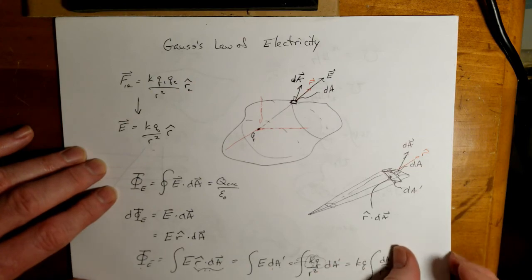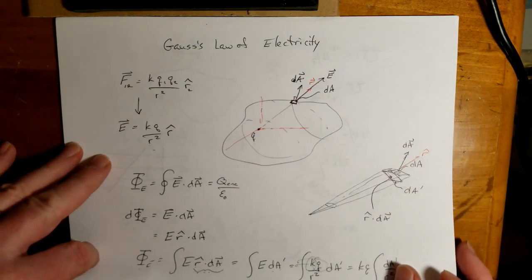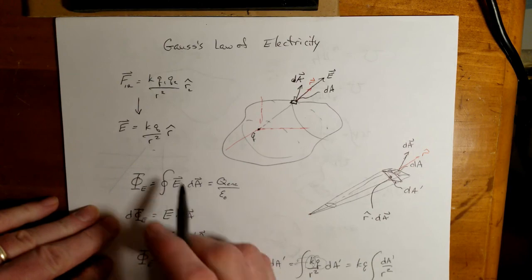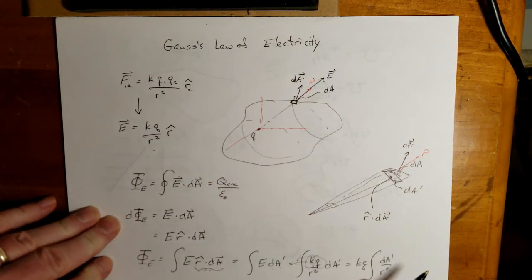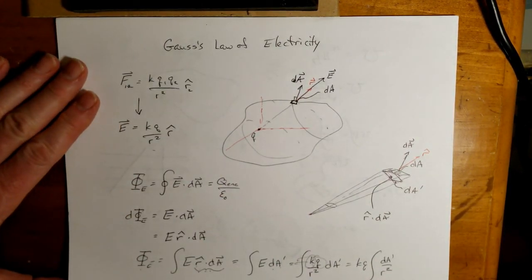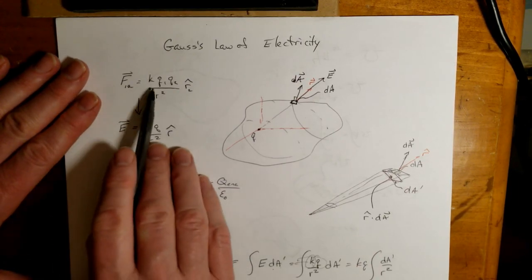So that's a little bit more formal look at Gauss's law of electricity. It is as accurate as Coulomb's law is. So if Coulomb's law turns out to be false, then Gauss's law of electricity probably needs a second look. However, this seems to hold up pretty well.